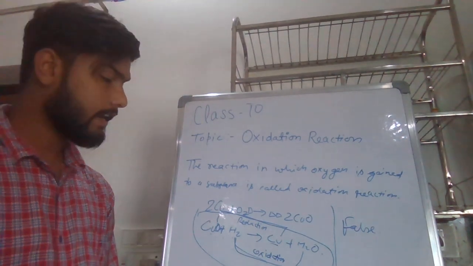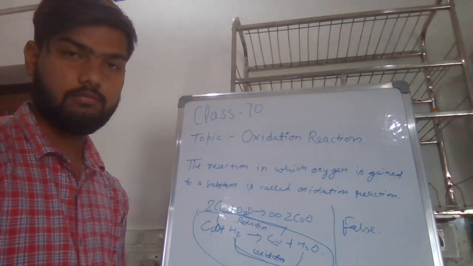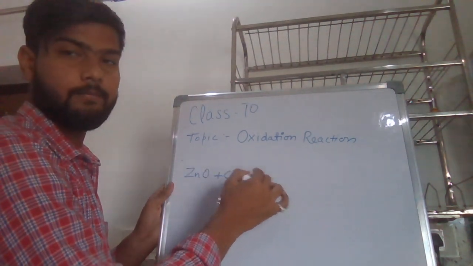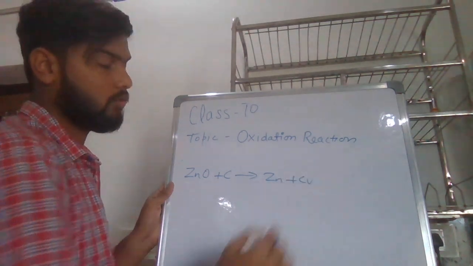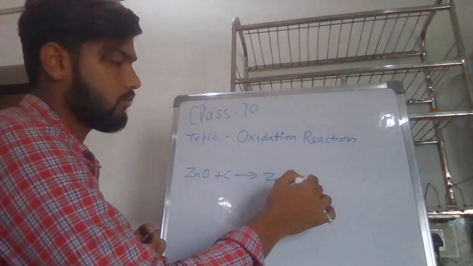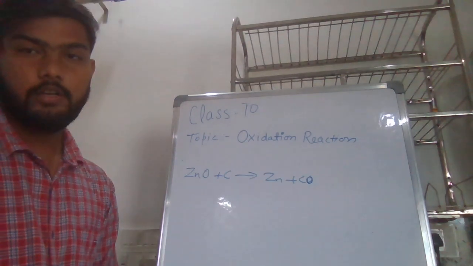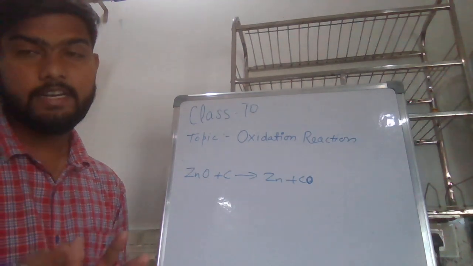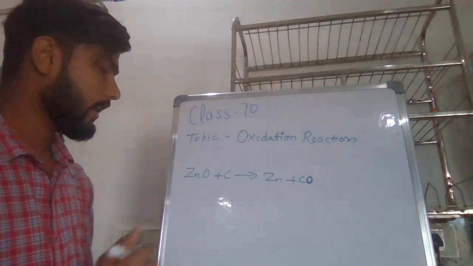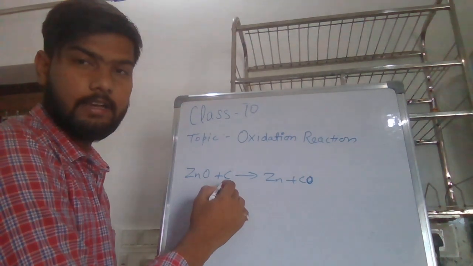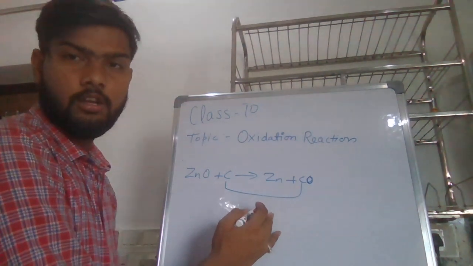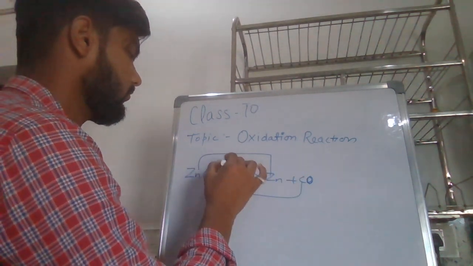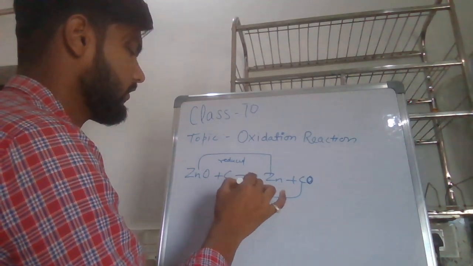Moving further, I am giving you the equation and you have to explain it verbally. The equation is ZnO plus C giving Zn plus CO. In this reaction, carbon is oxidized to CO and ZnO is reduced to Zn. So this one is reduced, and this one is oxidized.